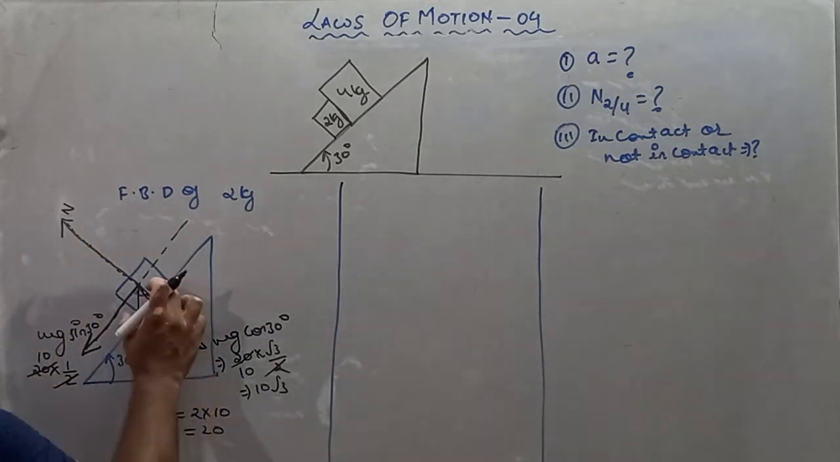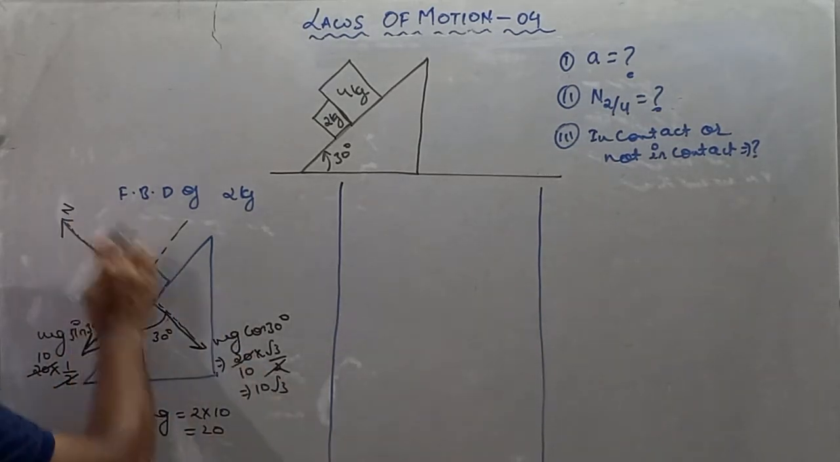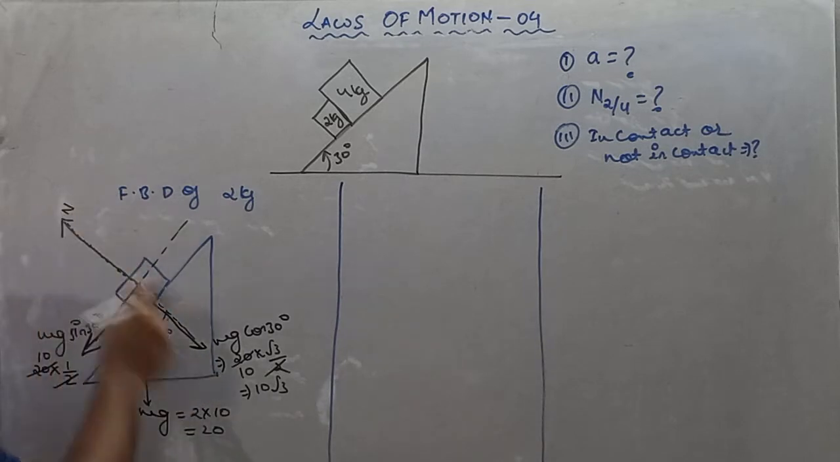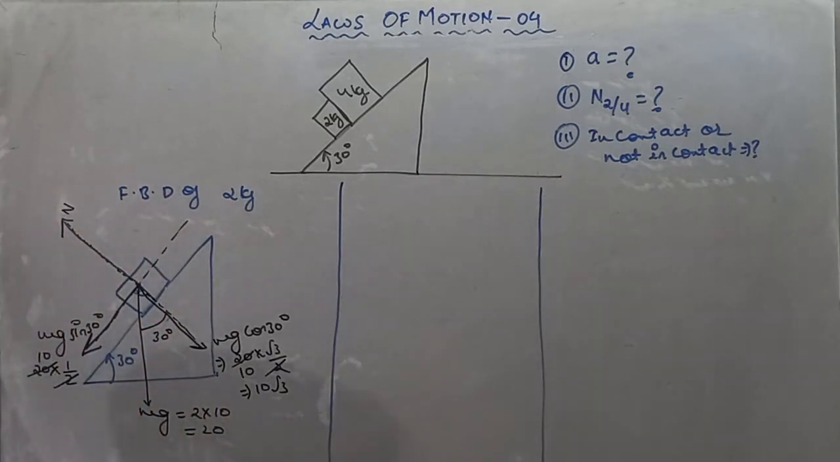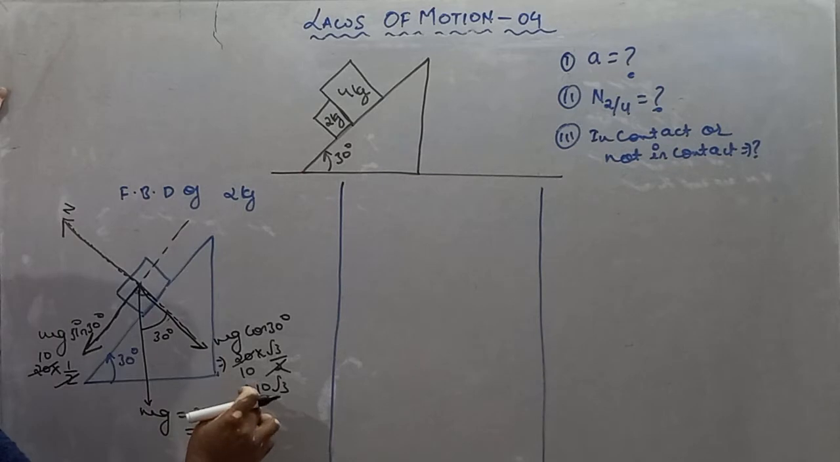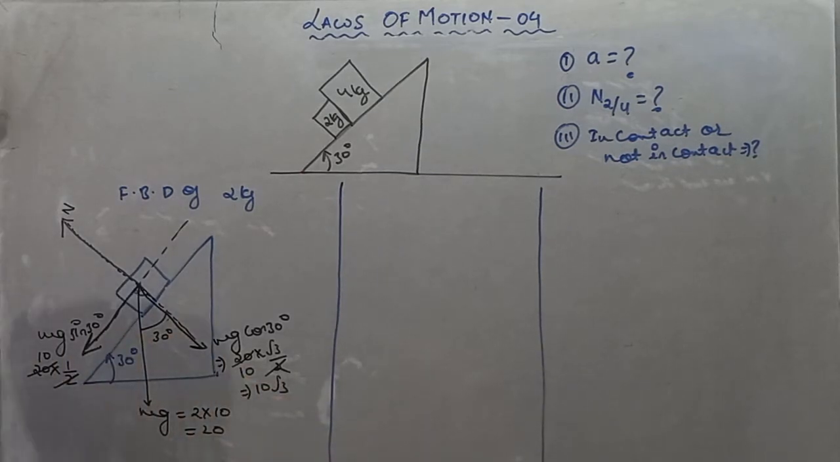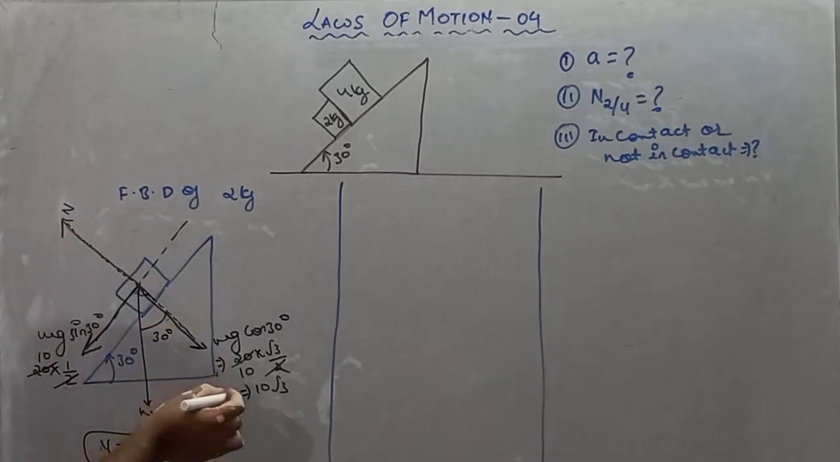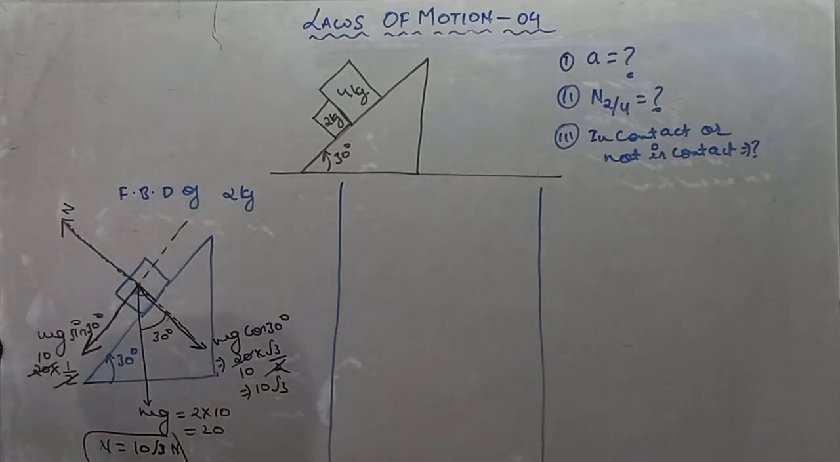Now see, there is no possibility for motion along this axis. So we will say along this axis the body is in equilibrium. It means N is equal to 10 root 3. So N must be equal to 10 root 3, as along this direction motion is not possible. Moving forward, moving to the next point.